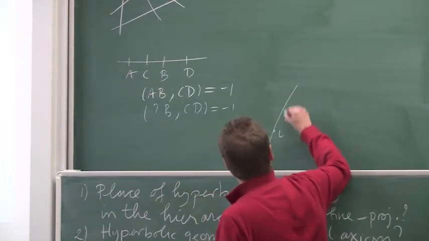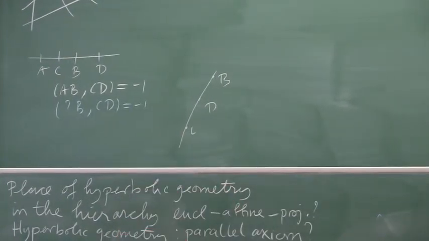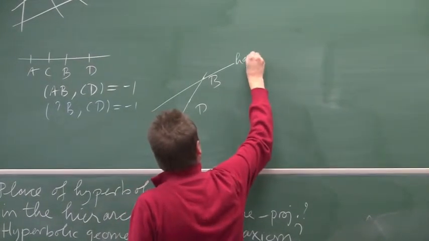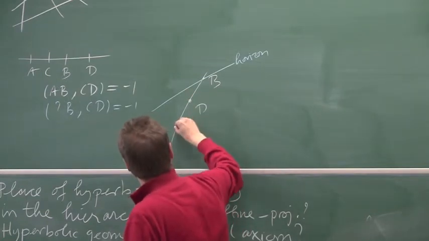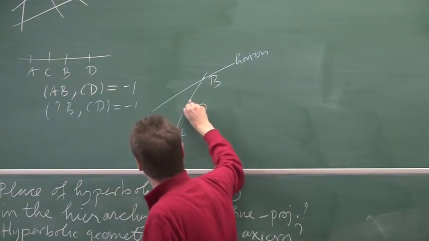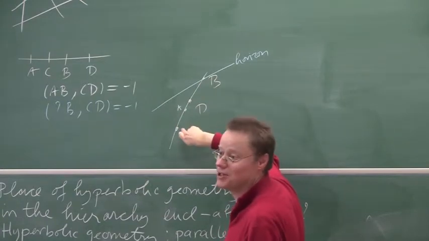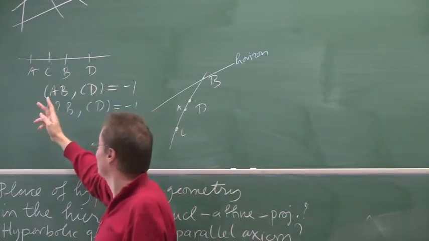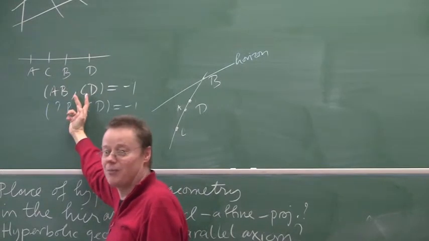So I have C, D, B. I choose any horizon. It doesn't matter which horizon. And then the midpoint in perspective. So it's here, it lies closer to D than to C. This is called the fourth harmonic of B with respect to C. And this is called a harmonic quadrupole, or you also say that the two pairs separate each other harmonically.